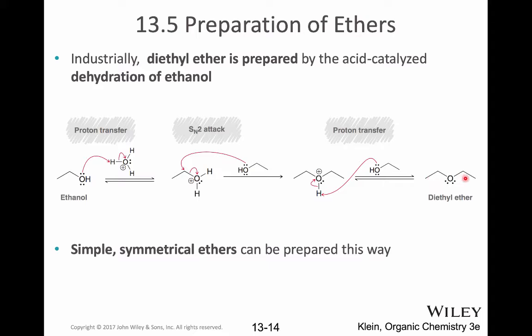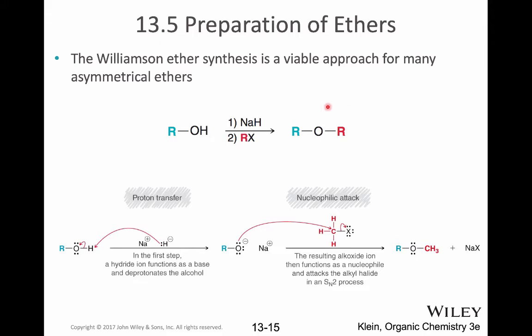And if you have what we call a symmetrical ether, where the two alkyl groups attached to the oxygen are the same, simple symmetrical ethers can be prepared this way. Now, what if we want to prepare an unsymmetrical ether? Well, then we have to make sure we make one of the alkyl groups the nucleophile, and then the other alkyl group the electrophile.